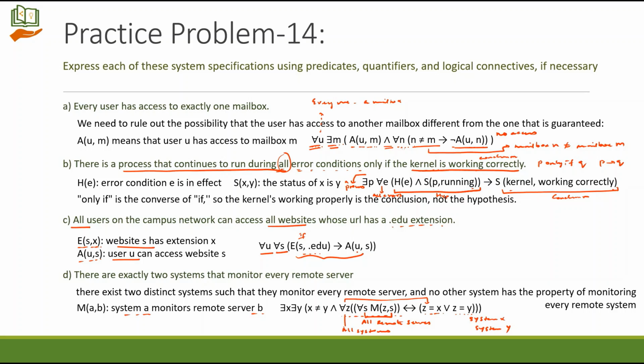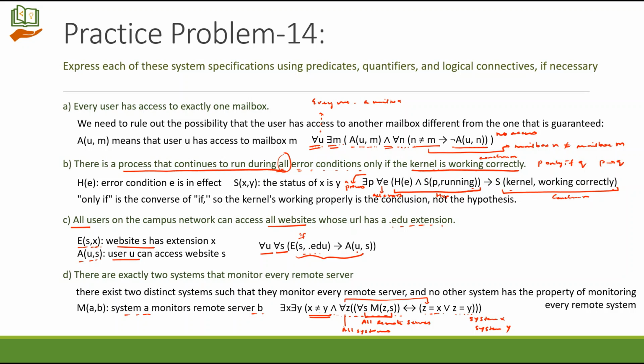Now what is this AND giving? It is telling that X is not equal to Y. Why do they specify this? Because we have to say system X is different and system Y is different. That's why this condition is enforced here. And now we are talking about two random systems. We are not talking about all systems.